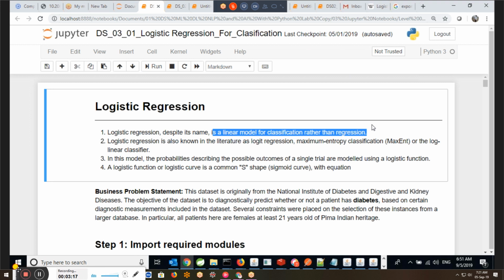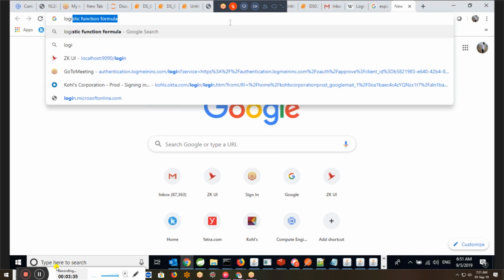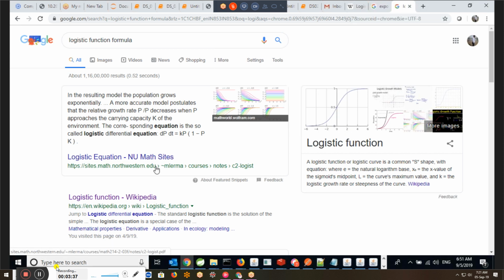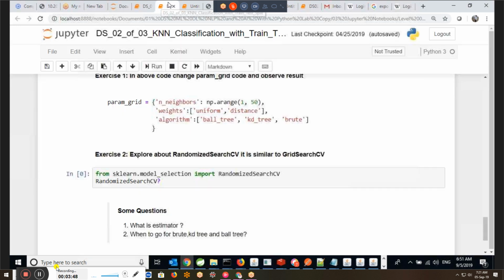You are getting my point? Still we will work with classification only. So let's see what is logistic regression. When you put it in Wikipedia, what is logistic regression? Logistic formula, you can see here. This is our logistic function. First I will describe the theory part, then we'll come back to that function.